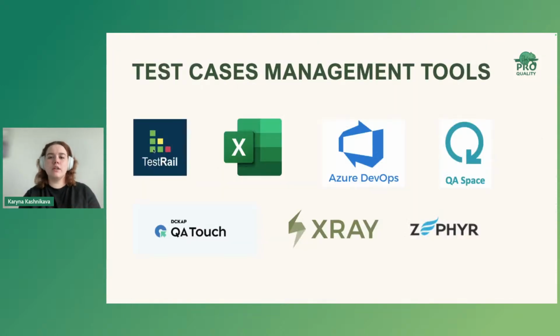Now on the slide, you can see the most popular test case management systems. They are TestRail, Azure DevOps, qTest, Xray plugin for Jira, Zephyr plugin for Jira, and sometimes Excel is also used as a test case management system if we don't have any ability to select another. That's all about the test management systems.